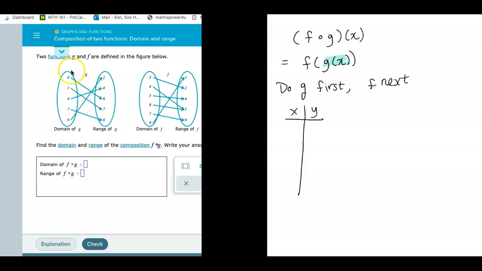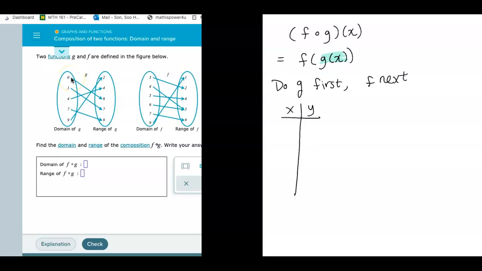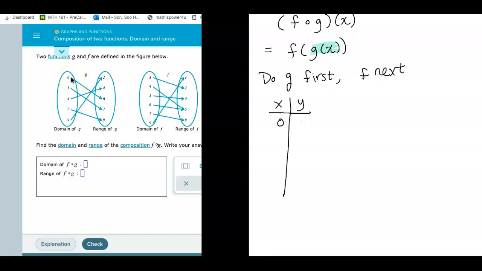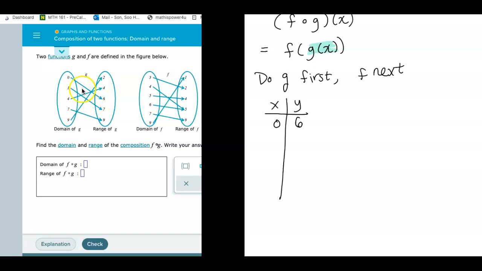G is the one on the left, which has the input values of 0, who is going to 6, 1 is going to 7, 4 is going to 4, and 7 is going to 9, and 9 is going to 2.